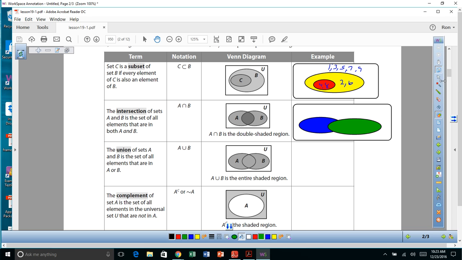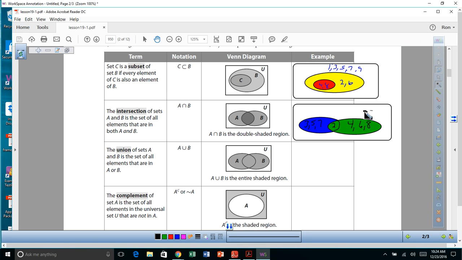All right. So what was in both? 2 was in both, so it's shaded in both. And then what was in A was 2, 3, 5, and 7. And then in here it was 2, 4, 6, and 8.